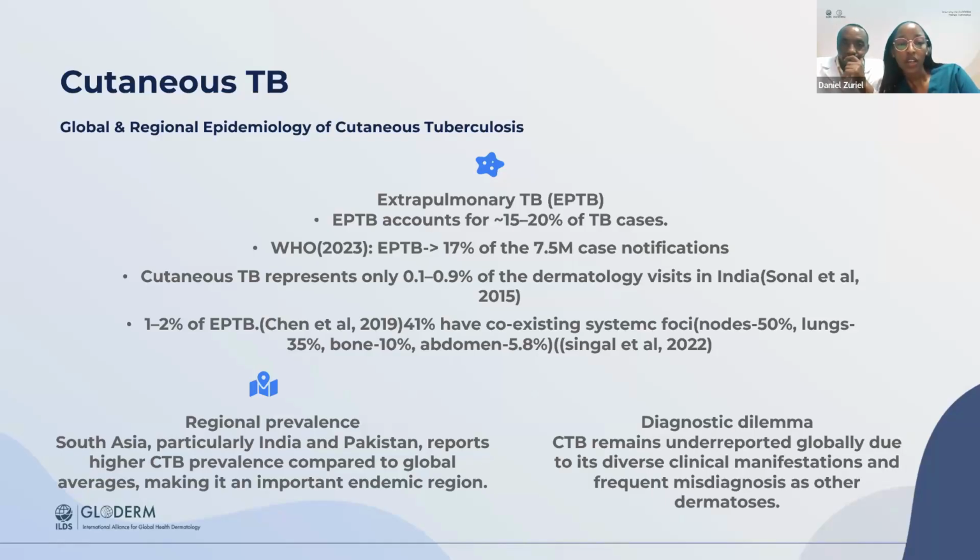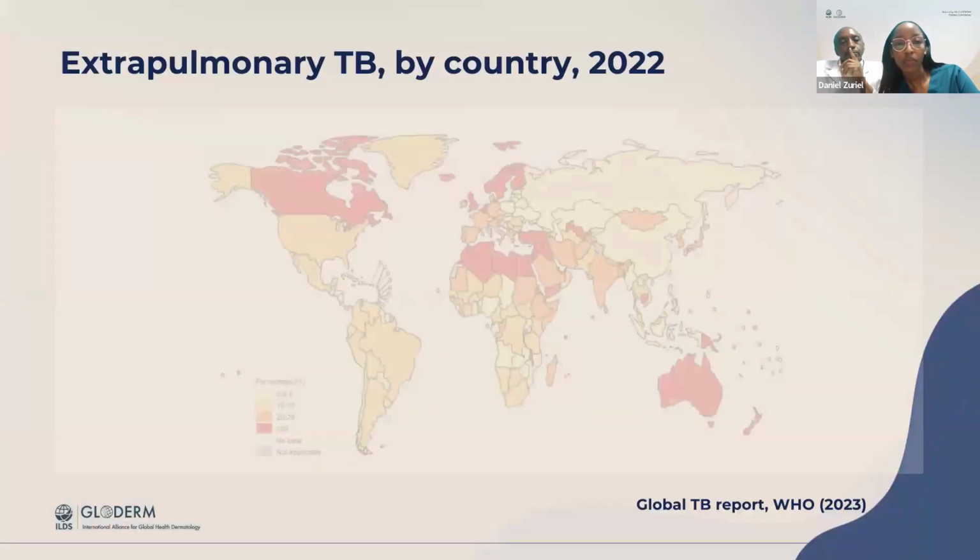Regionally, Southeast Asia and South Asia, particularly India and Pakistan, have one of the highest TB prevalences recorded compared to the global averages. We have a lot of challenges when it comes to diagnosing TB, and this is because it has quite a number of clinical manifestations and is frequently misdiagnosed as other dermatoses, which we will go through shortly.